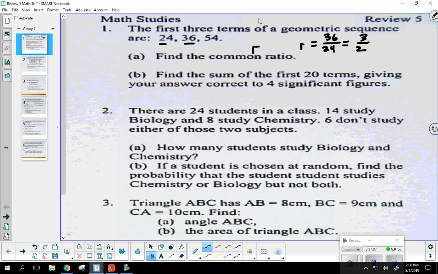Now, there were 2 formulas that we had. I was thinking about that the other day. When we did the lesson, there were 2 formulas that we talked about in class, and it was based on the size of R.